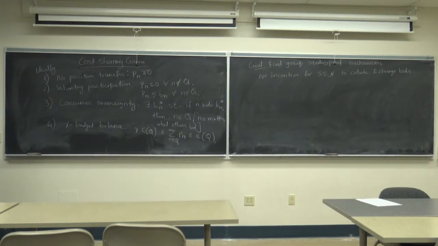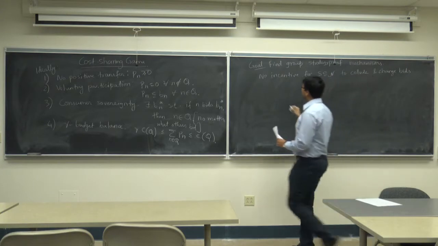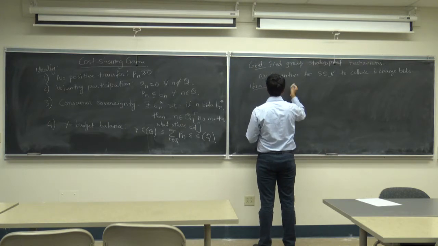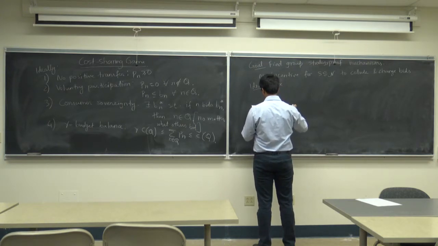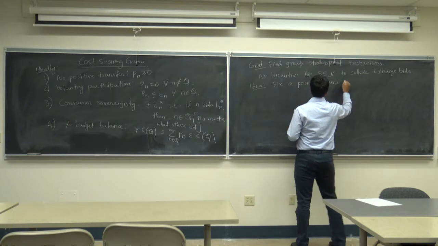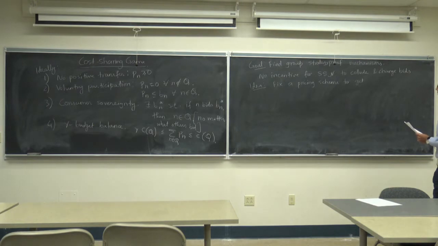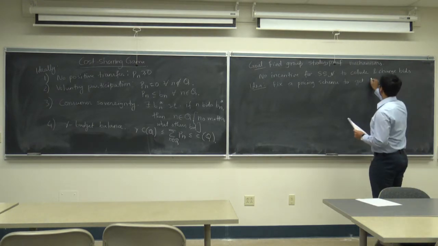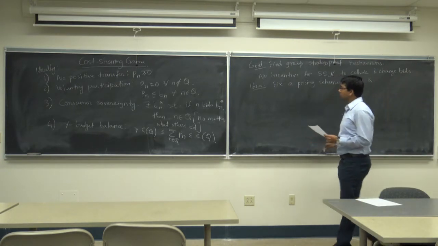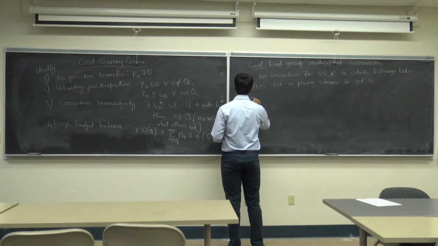We will try to come up with similar concepts here, because what's the idea? Fix a pricing scheme to get Q, okay? And we need to impose some restriction on the pricing scheme. So let's see what the pricing scheme should be. Let's first define what a pricing scheme is.